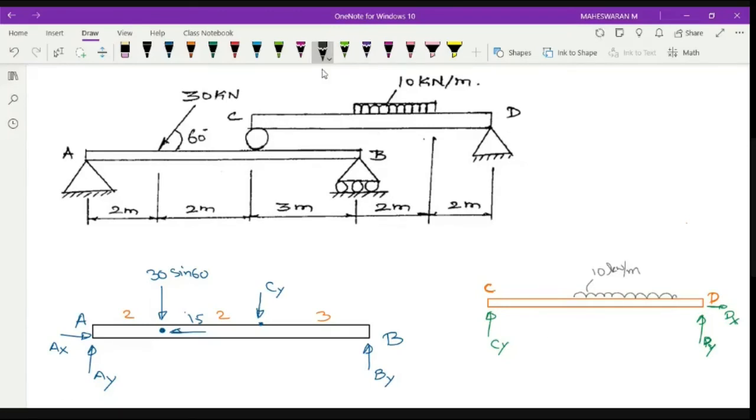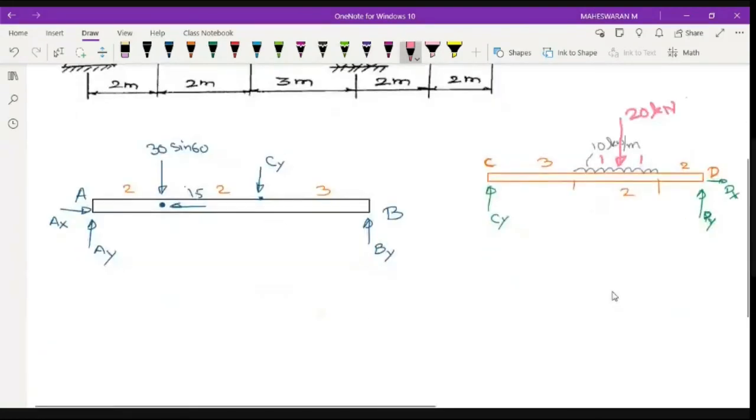So look at the distance. This is 3 meter. This is 2 meter. After that, again, we have another 2 meters. Okay. So I can convert this to a point load. So we have one point load at the center, which is 10 into 2, so 20 kilonewton, acting at the center of this 2, which means 1 meter here and 1 meter here. Okay. Now I have drawn the free body diagram for both cases, right?